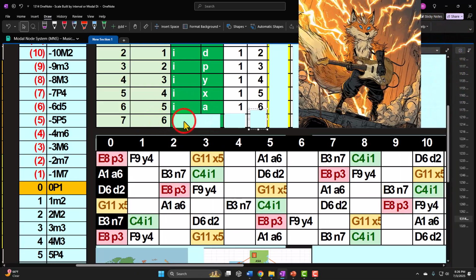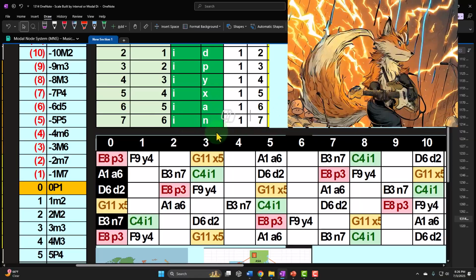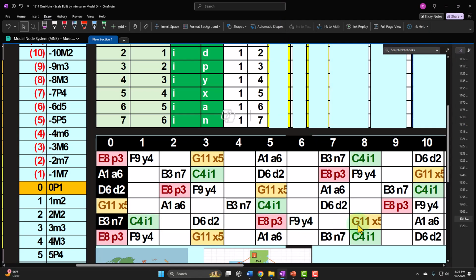And then if we go seven up, we run out of space from the Ionian, but we're going to say that would be an I-N. So we'd go up 1, 2, 3, 4, 5, and then 6. If we look at here, because that would be the next. So here, this repeats, and then that would be six up going this way.